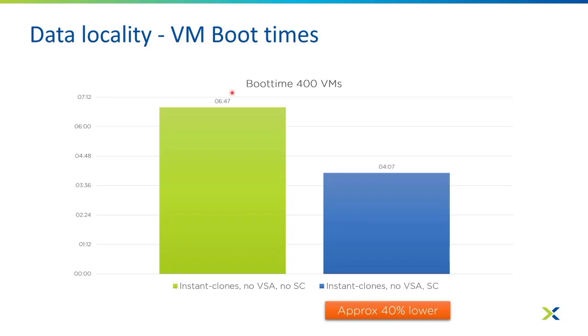Again, in this example, 4 nodes, 400 users. What we're seeing there is the boot time reducing from about 6 minutes 40 seconds down to 4 minutes. That's a reduction of about 40%. So by turning on shadow clones, and we're not using the Virtual Storage Accelerator from VMware, the boot times are reduced by about 40%.